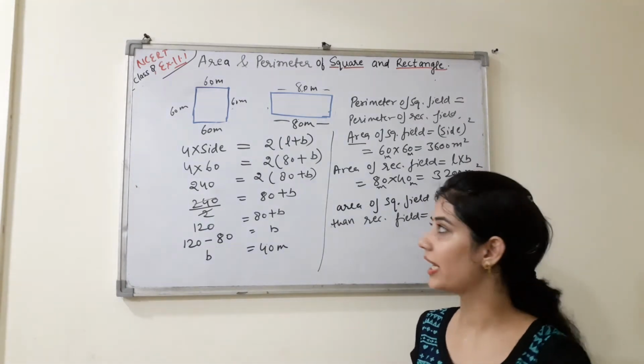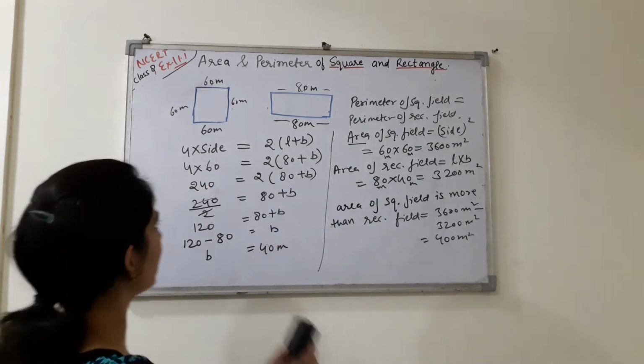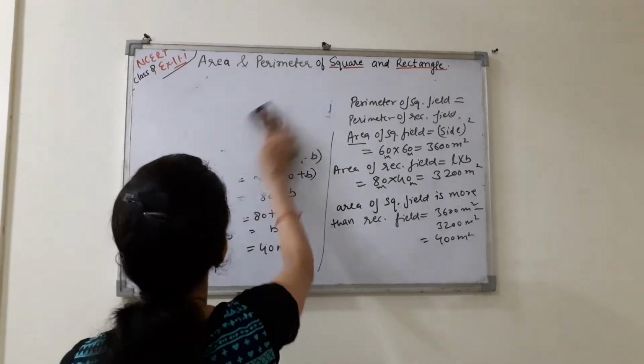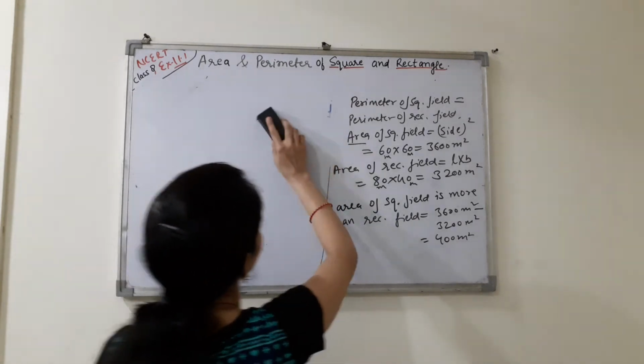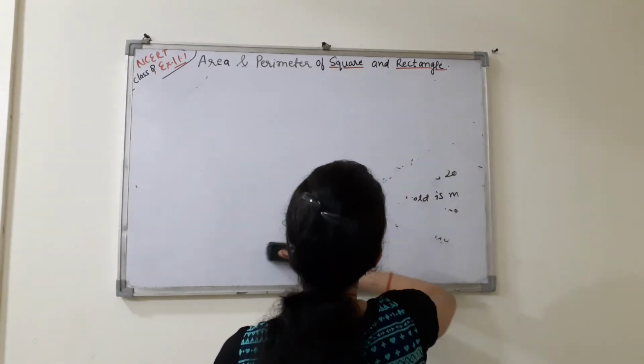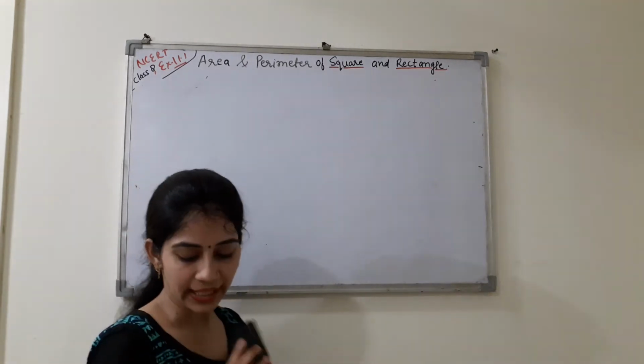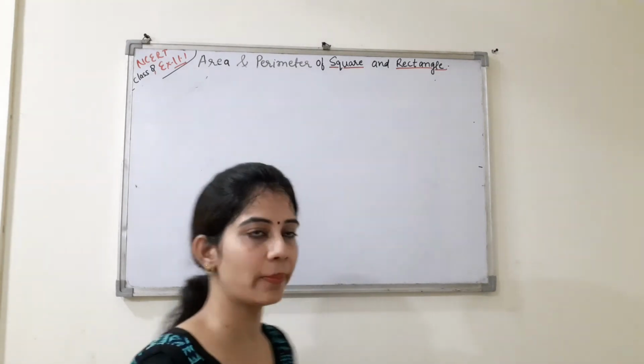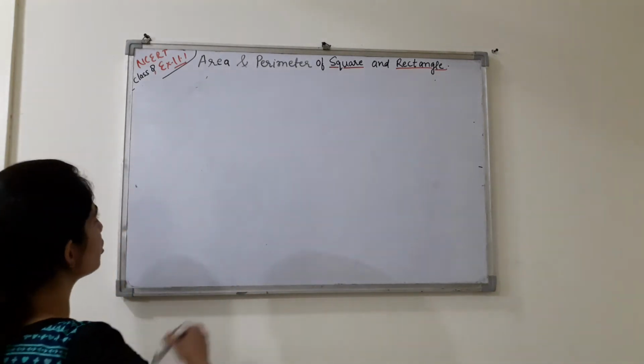Okay. Now take the second question. Now see, in the second question what you have been given. In the second question it is given that Mrs. Kaushik has a square plot. Okay. So this is your square plot.